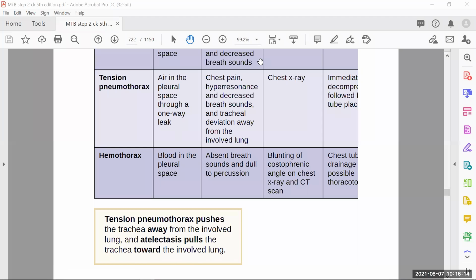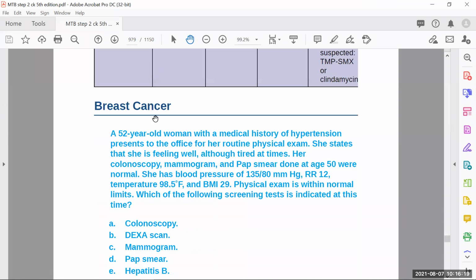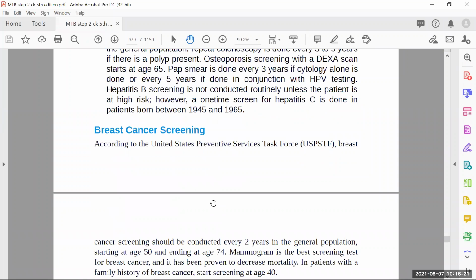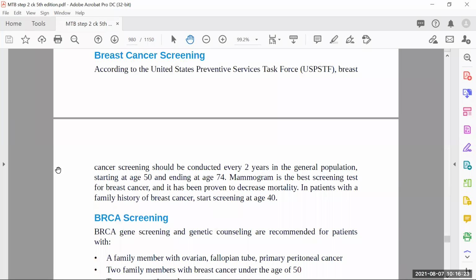here, 1979. Okay, so for breast cancer screening, always consider what is the typical age at which we can start breast cancer screening, because this cancer has a very good prognosis if we can diagnose it in the early stages. So for example, here they are saying the United States Preventive Services Task Force says that breast cancer screening should be conducted every 2 years in the general population, starting at age 50 and ending at age 74.